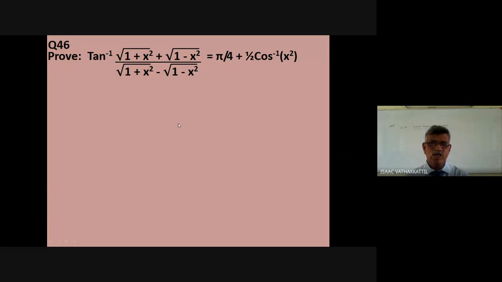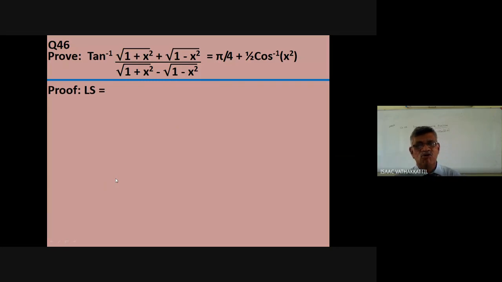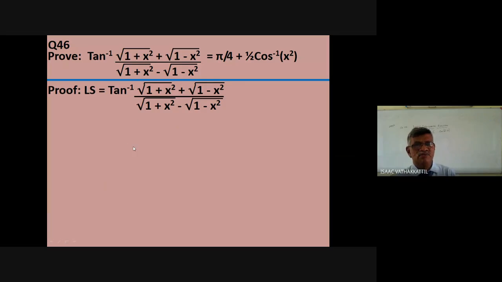But once you have both root of 1 plus x squared and root of 1 minus x squared, the better substitution is x squared equal to cos 2 theta. So your left side is tan inverse of (root of 1 plus x squared plus root of 1 minus x squared) upon (root of 1 plus x squared minus root of 1 minus x squared). Put x squared equal to cos 2 theta, or you can go from cos theta also. I have put x squared equal to cos theta.